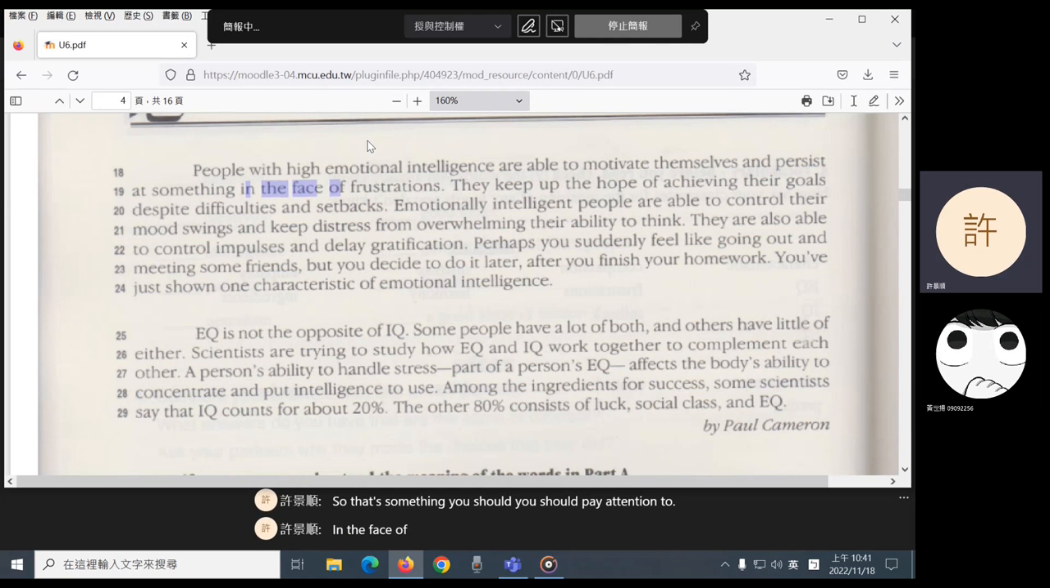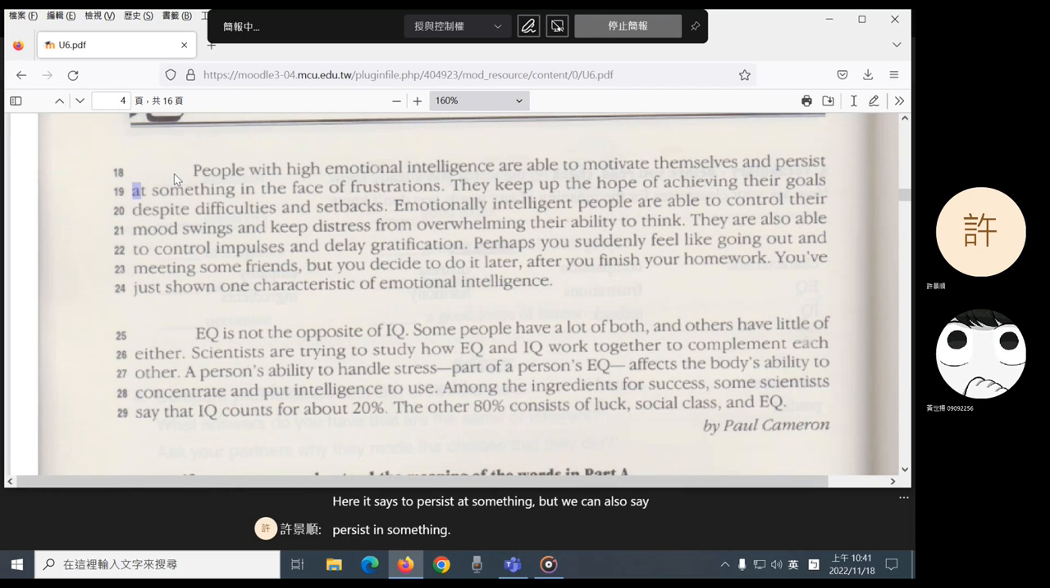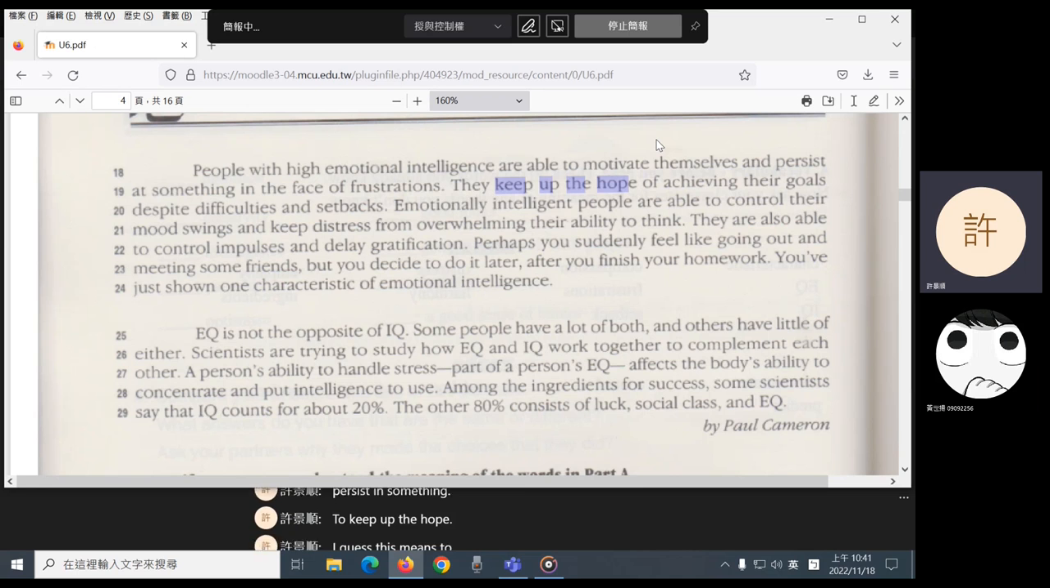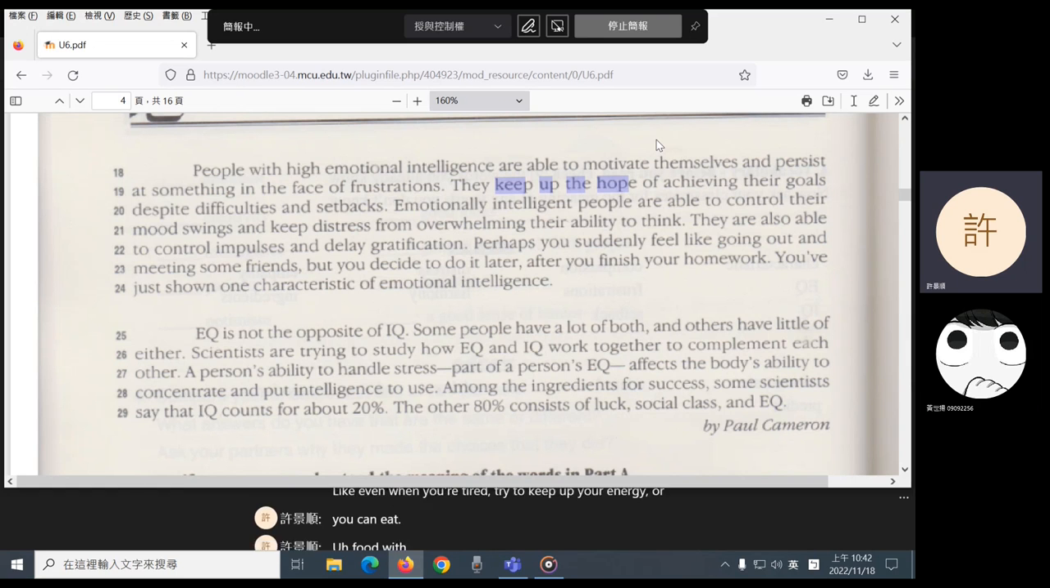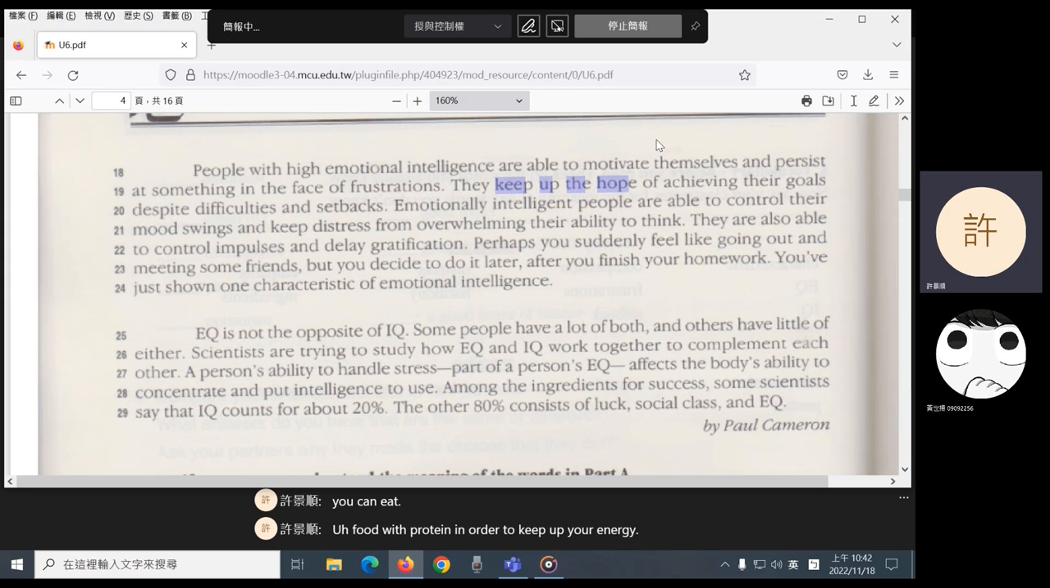In the face of, usually the thing after this will be a bad thing, right? So even when something bad is happening, in the face of. Here it says to persist at something, but we can also say persist in something. To keep up the hope. I guess this means to maintain hope. This phrase, to keep up something, is more common in the phrase to keep up your energy. Like even when you're tired, try to keep up your energy. Or you can eat food with protein in order to keep up your energy. 来维持你的能量.